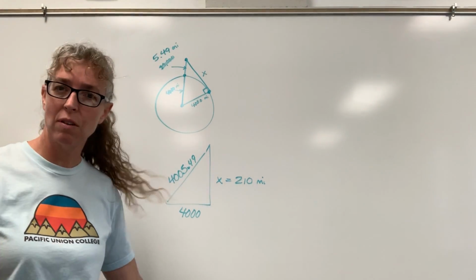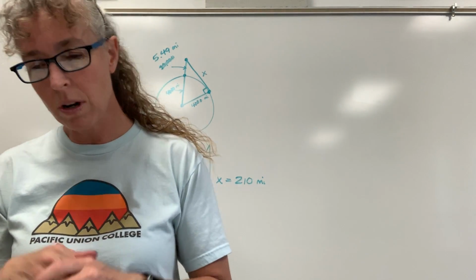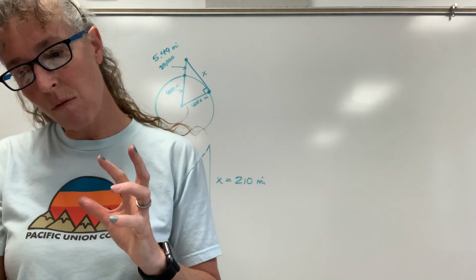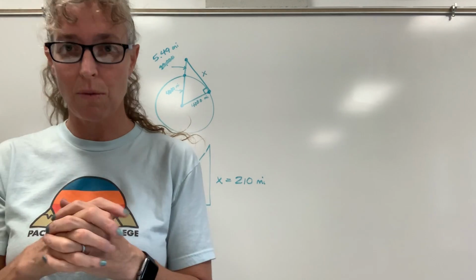Example number 4, I kind of already showed you how to do that. On example number 4, they're coming from a common point and they're tangent to the circle. So 5y minus 28 is equal to 3y.